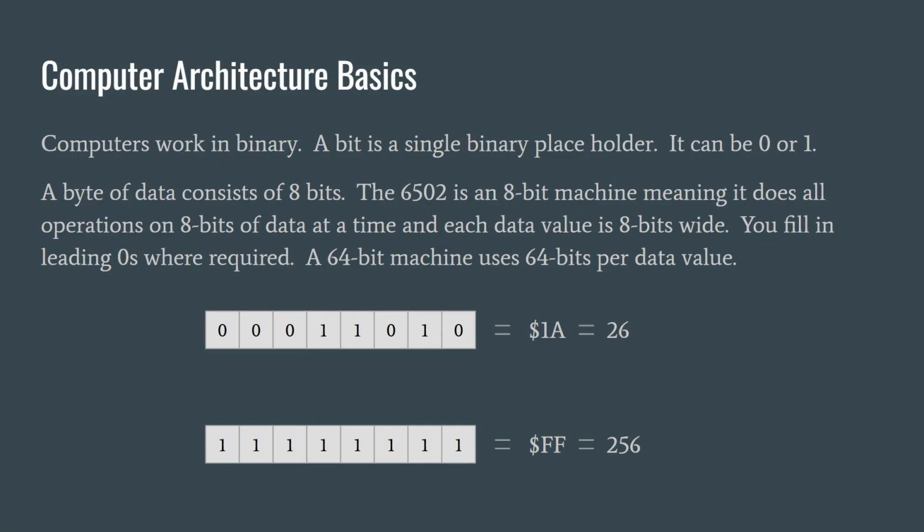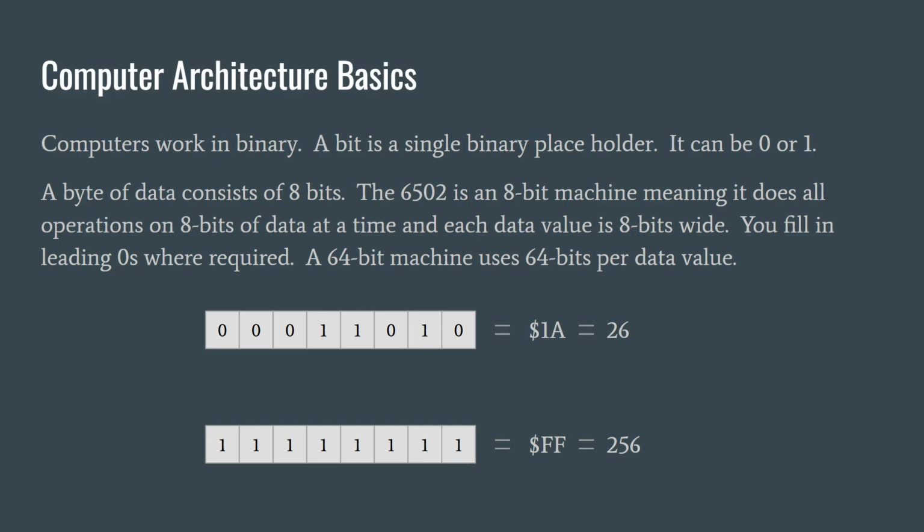And the key item to note here is the 6502 is an 8-bit machine, meaning that it does all operations in 8-bit size chunks of data. If something is not 8 bits, like a number that you're using, you're just going to have as many leading zeros as you need, until there's 8 bits. On a 64-bit machine, all math operations are typically done 64 bits at a time, and they store data items 64 bits wide.